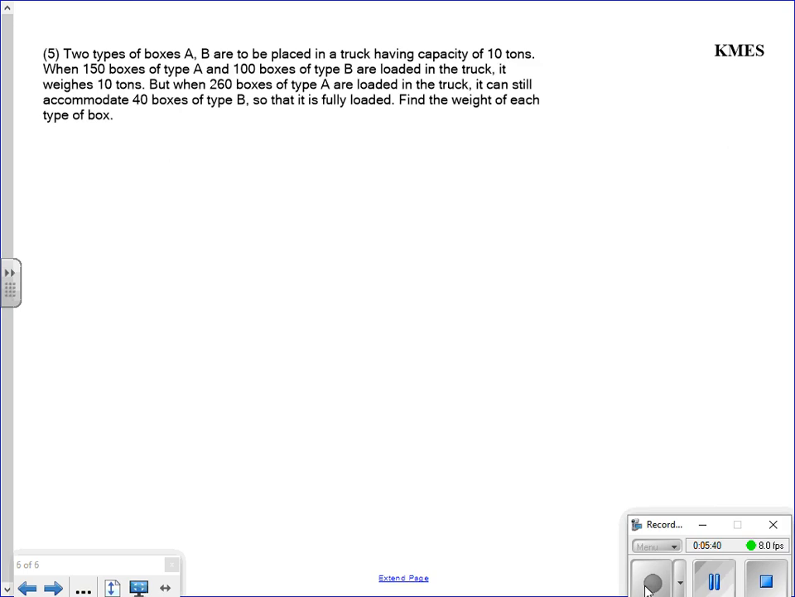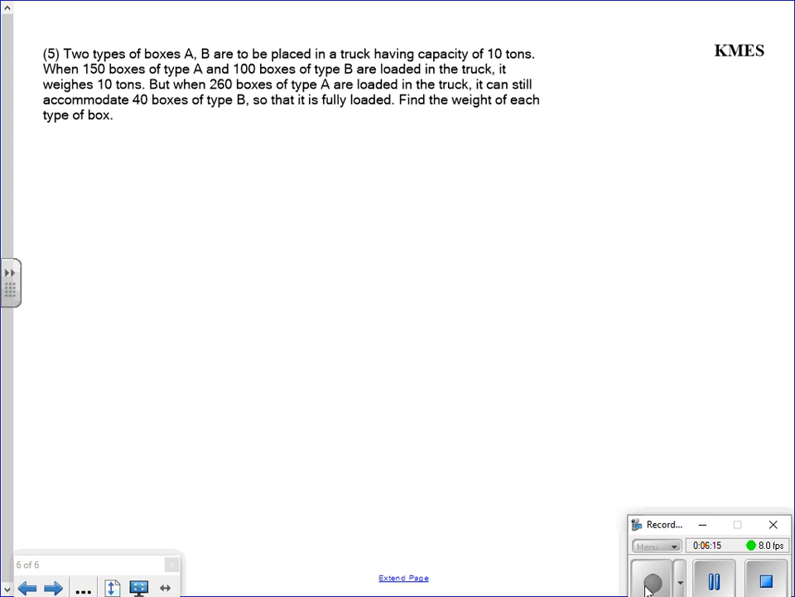Moving on to the next question. Two types of boxes, A and B, are to be placed in a truck having a capacity of 10 tons. When 150 boxes of type A and 100 boxes of type B are loaded in the truck, it weighs 10 tons. But when 260 boxes of type A are loaded in the truck, it can still accommodate 40 boxes of type B, so that it is fully loaded. Find the weight of each type of box.